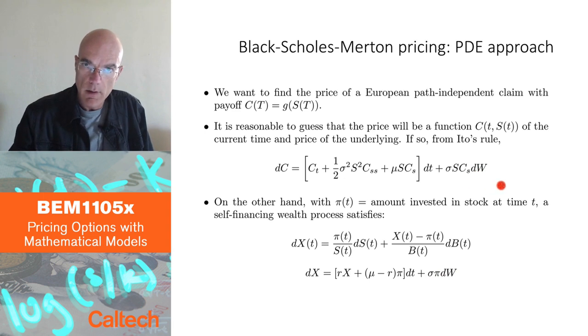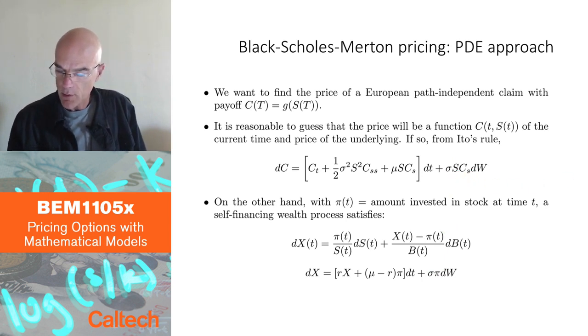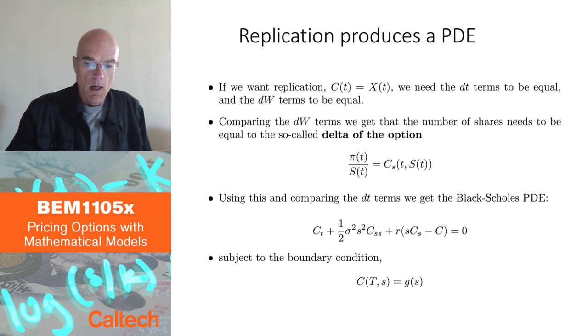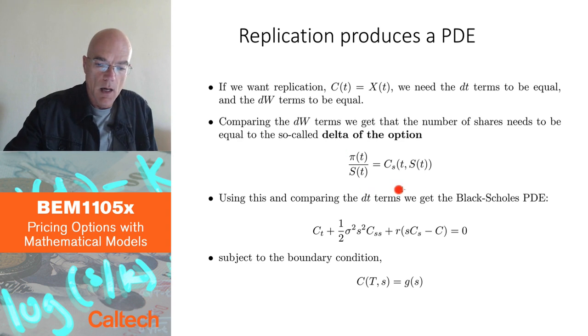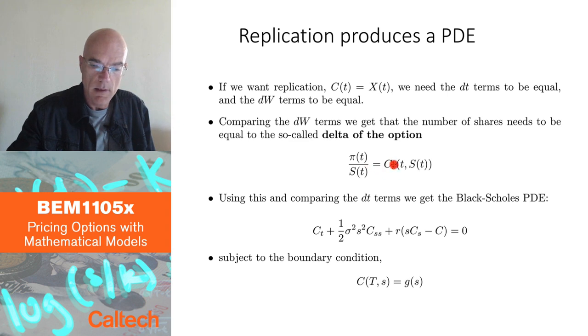Let's first do the easier thing. Let's try to make this equal to this. Sigma and sigma will cancel, and I will get that pi has to be equal to S C_S. Okay? It gives me an expression for how much money I should hold in stock. If I divide by S, what I just told you is pi over S has to be equal to C_S of t at S of t.